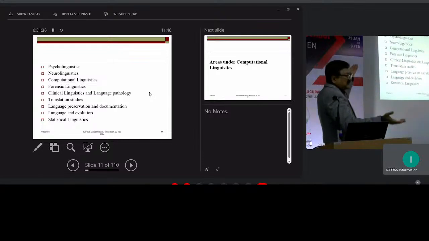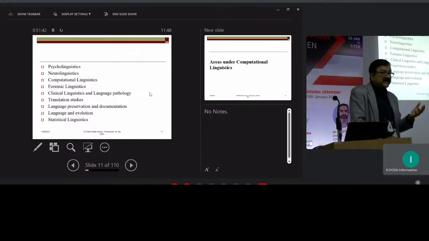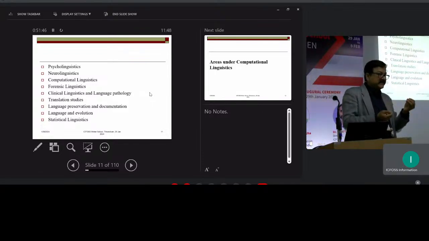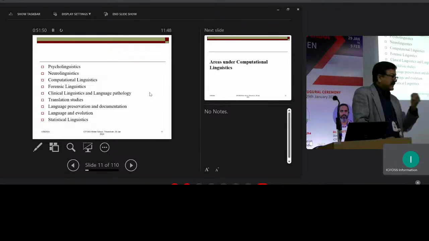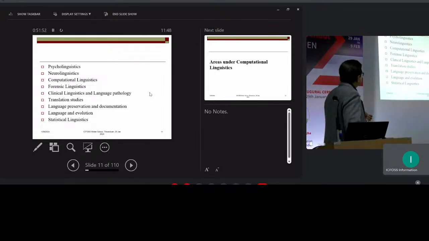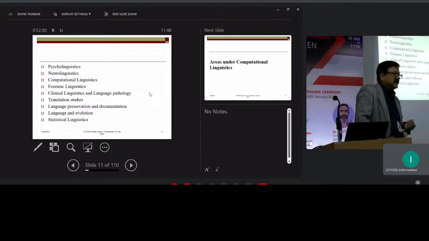Computational linguistics is all about what we are doing. In forensic linguistics, when there's a crime, there's a language sample, and it can be analyzed. You go to the root of the crime. There are clinical linguistics and language pathology. Language pathology is part of neurolinguistics, where we treat people for language deficiency and problems, surgery, etc. All those things.